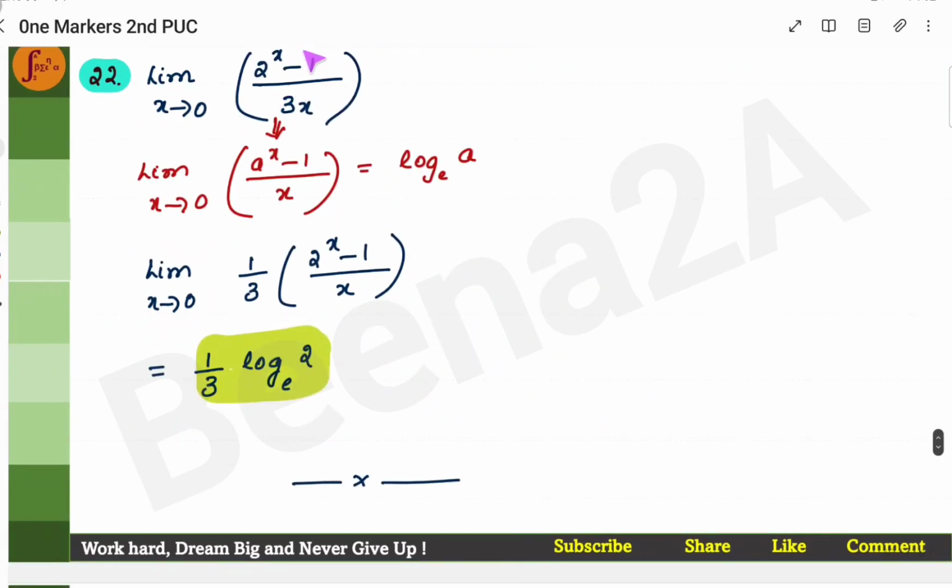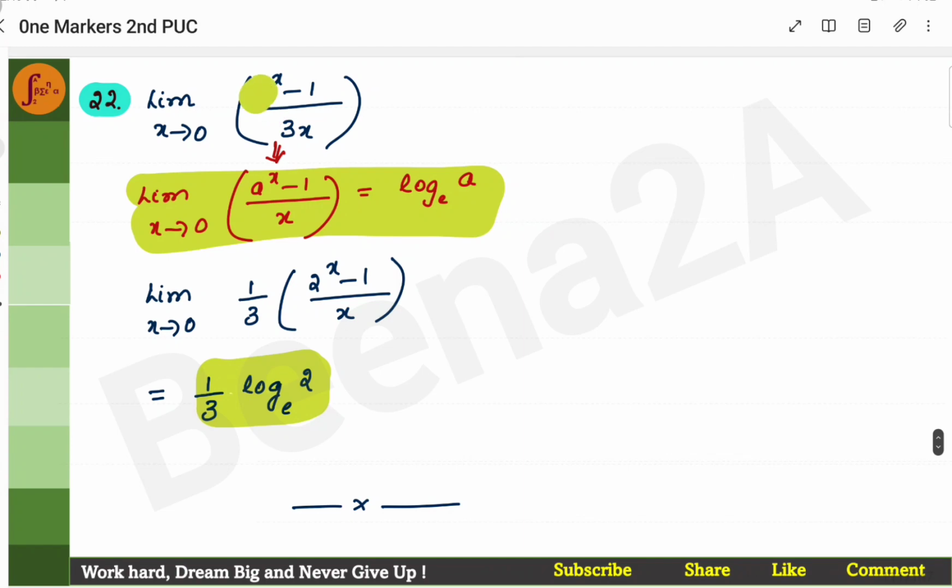Last problem. Here, you will have to remember this formula. A to the power x minus 1 by x is equal to log a. Instead of a, I have 2, 2 to the power x minus 1. And instead of x, I have 3x. What will I do here?